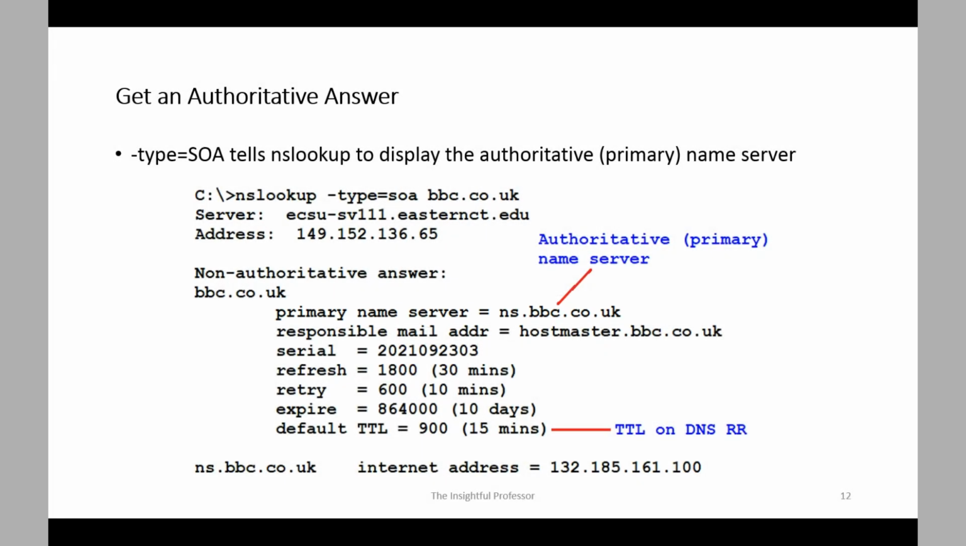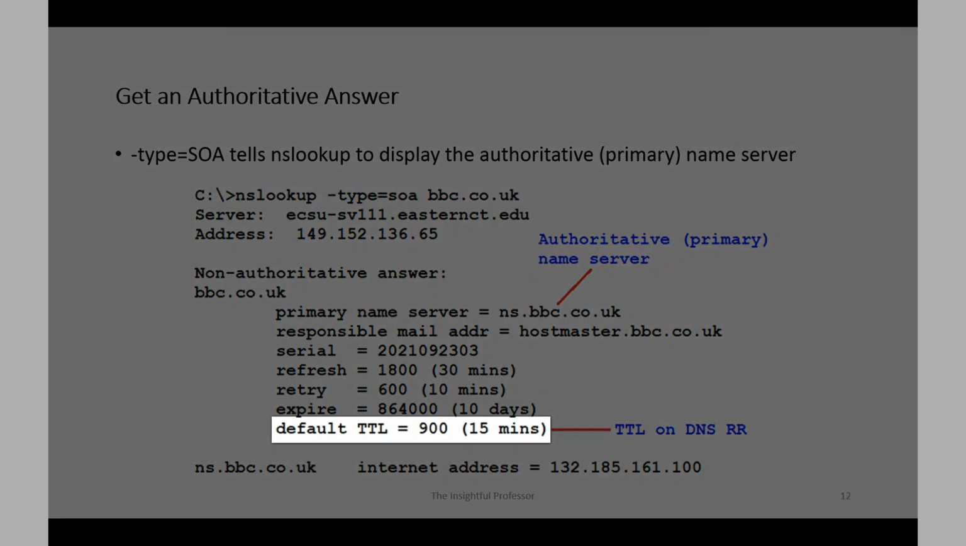If we include the authoritative name server in an address query, that is type equals A, the record that will be returned is actually going to be an authoritative record. It's coming from that particular name server.